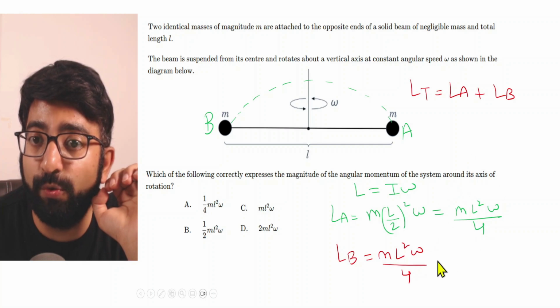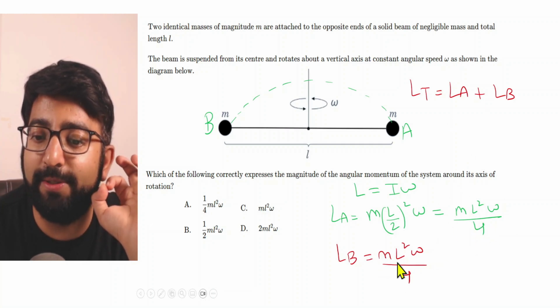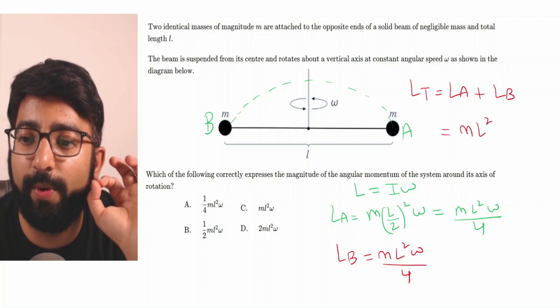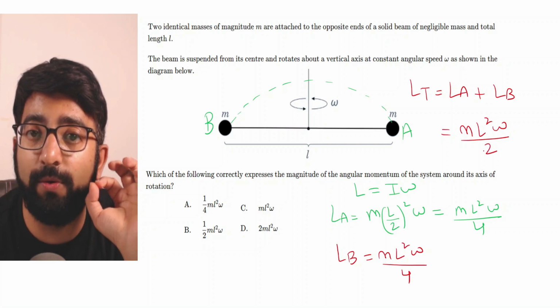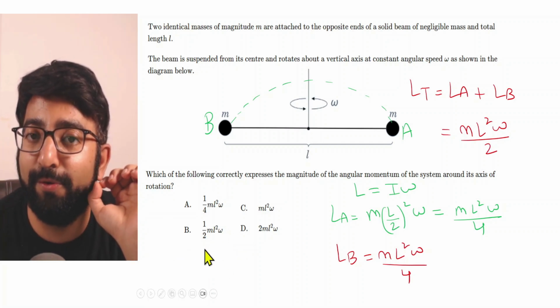And if we add these two expressions, we are going to get m L square omega by 4 plus m L square omega by 4, which when you simplify gets us m L square omega divided by 2. And now if we look at the options, option B is the right answer to this question.